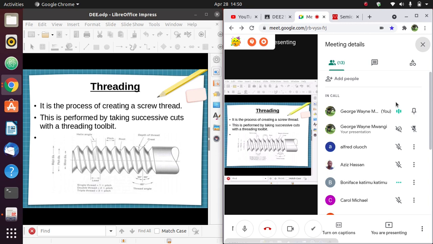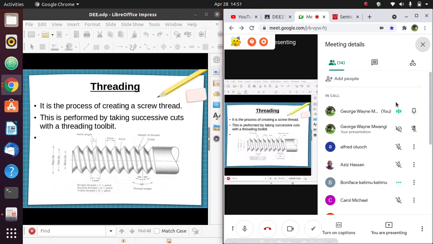Now, what do? My bench vise is facing me. If I'm right-handed, then I will position myself on the left side of the bench vise. If I'm left-handed, then I will position myself on the right side of the bench vise. Now, when I'm filing, generally, we have seen that there are very many techniques of filing, but the most general way of filing is you will apply pressure on the forward stroke.